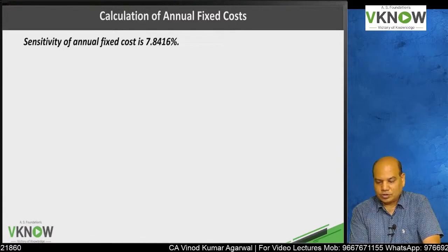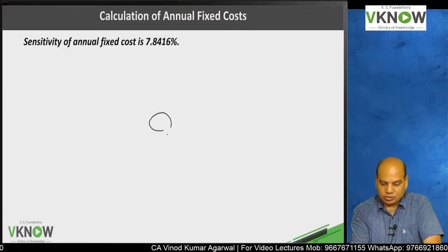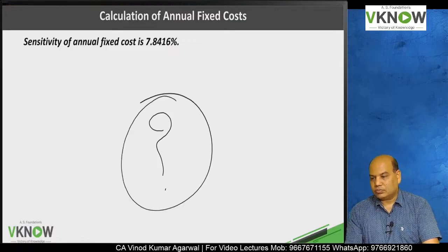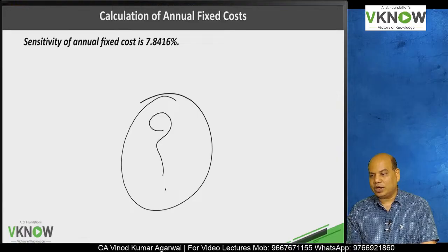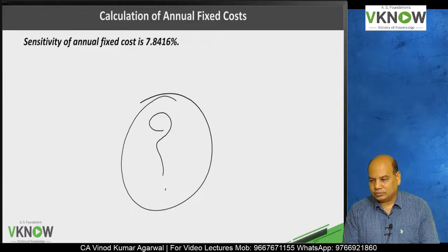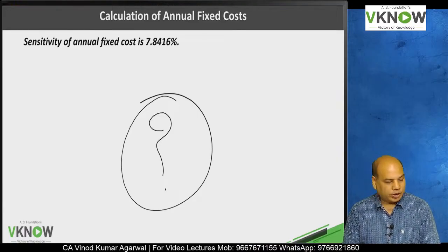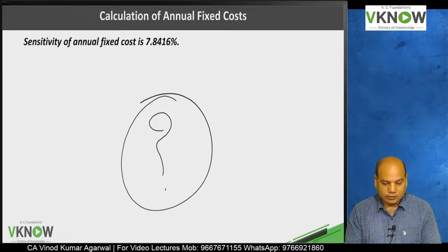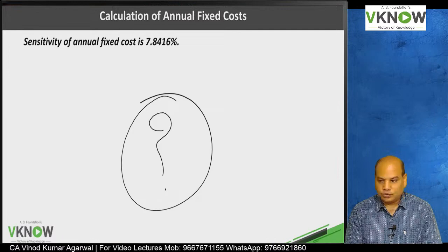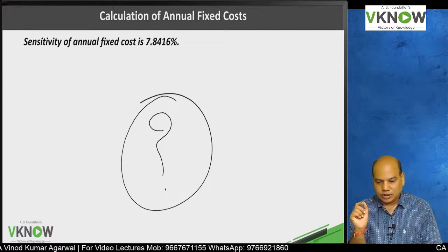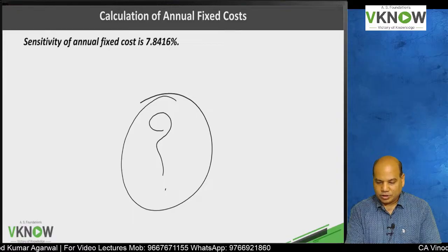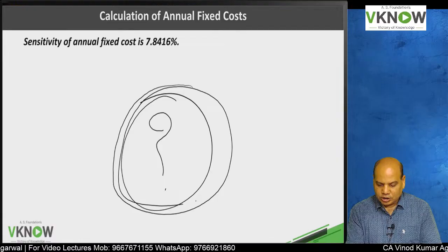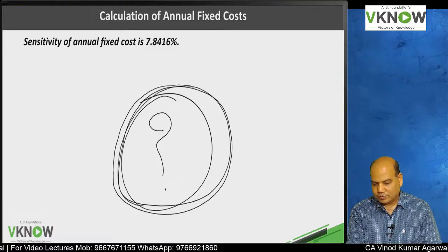Calculation of annual fixed cost. Sensitivity of annual fixed cost is 7.8416%. I'll give you 30 seconds to try your luck and tell me what is your originally estimated fixed cost.